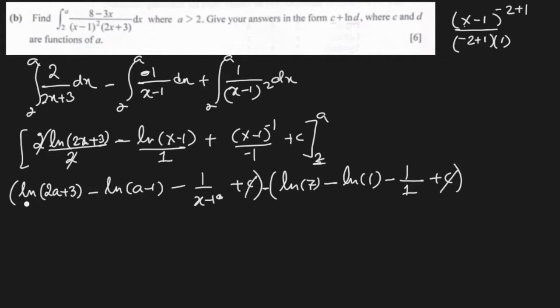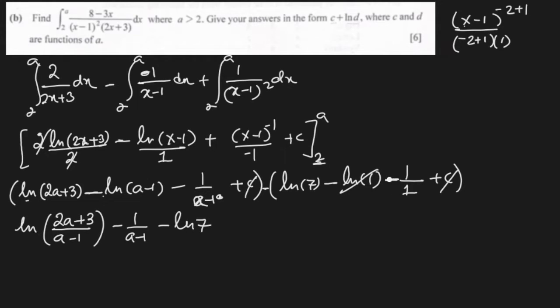Okay, here both of them are natural logs and they are subtracting. That means whenever two natural logs subtract, we divide the one with positive by the one which is negative. Minus 1 over, did I write x minus 1? It will be a minus 1. A minus 1. Minus ln 7. ln 1 is 0, so it's cancelled. This minus and this minus will make it positive 1.